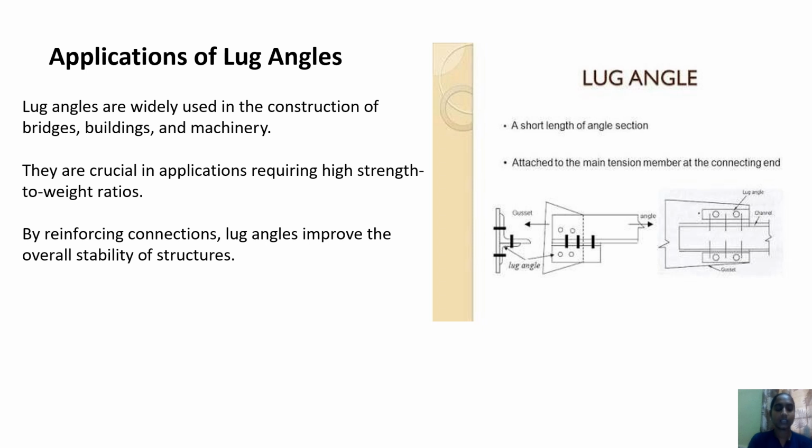Applications of lug angles. Lug angles are widely used in the construction of bridges, buildings, and machinery. They are crucial in applications requiring high strength to weight ratios. By reinforcing connections, lug angles improve the overall stability of the structures.